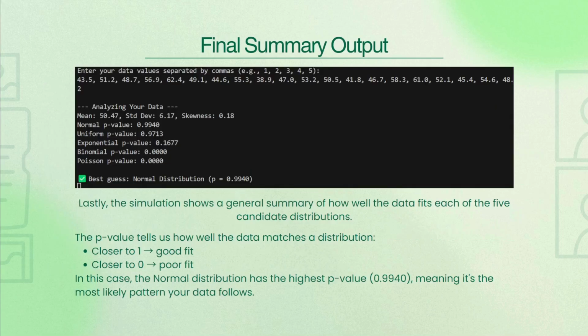And finally, the simulation compares all the five candidate distributions, displaying them in the terminal output. It shows their p-values, where a value closer to 1 means a better fit, and closer to 0 means poor alignment or poor fit. The distribution with the highest valid p-value is highlighted as the most likely match for your data. So in this case, the normal distribution has the highest p-value of 0.9940, meaning it is most likely the pattern that the data follows on the execution of the simulation.